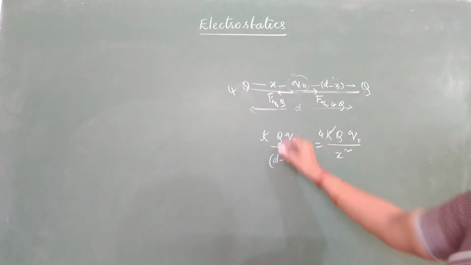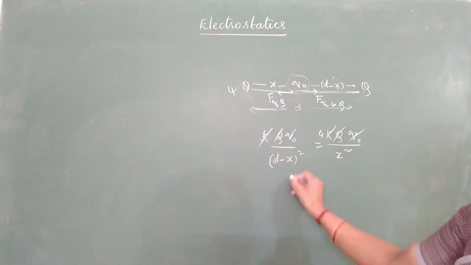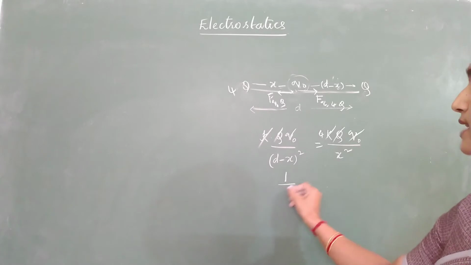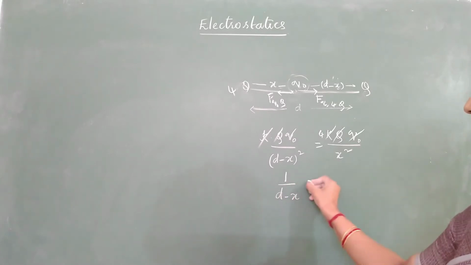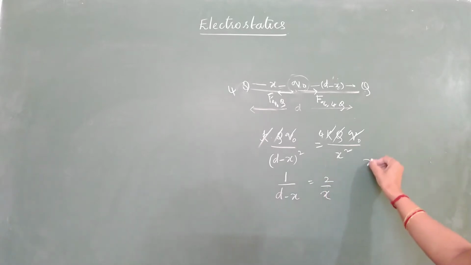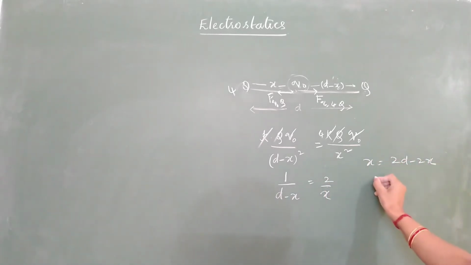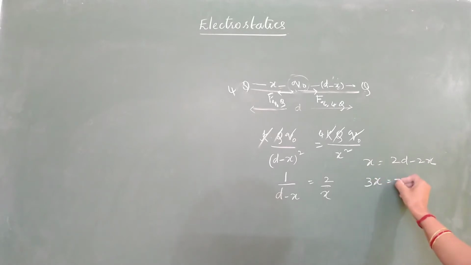Equate: Q and Q, Q naught and Q naught get cancelled. Apply square root on either side. 1 by d minus x is 2 by x. Cross multiply. x is equal to 2d minus 2x. What should 3x be equal to? 2d. Implies x is equal to 2d by 3.